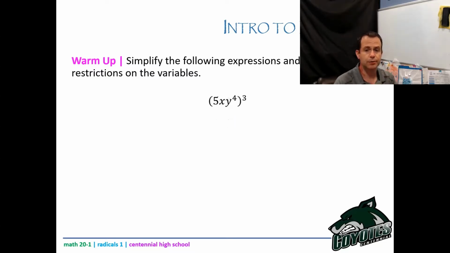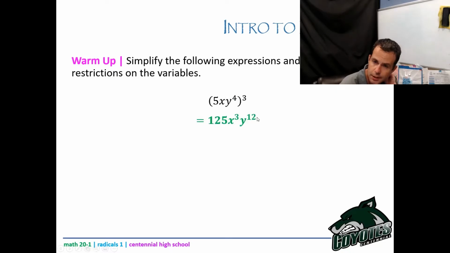All right, so now this is an outside exponent. This outside exponent applies to each guy inside here. So this is 5 to the 3. 5 to the 3 is 125. This would be x to the 3. And then this would be y to the 4 to the 3. So that's a power of a power. I would multiply the exponents together, okay? So I end up with 125, x to the 3, y to the 12, okay?